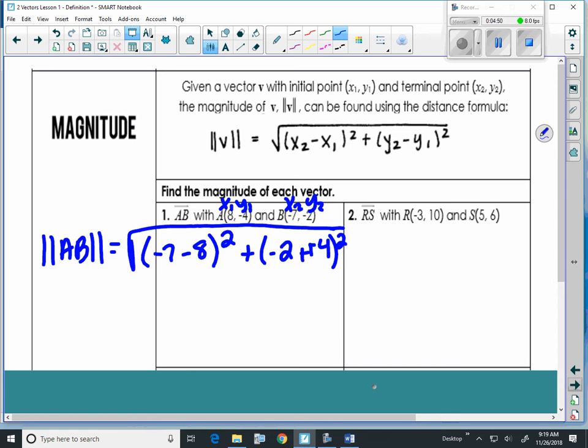Now, I'm going to stress that you don't just plug this in your calculator, because something's going to go wrong. Okay? Here's how to go about doing it. Simplify it first. What's negative 7 minus 8? Negative 7 minus 8. Negative 15. Okay, negative 2 plus 4?